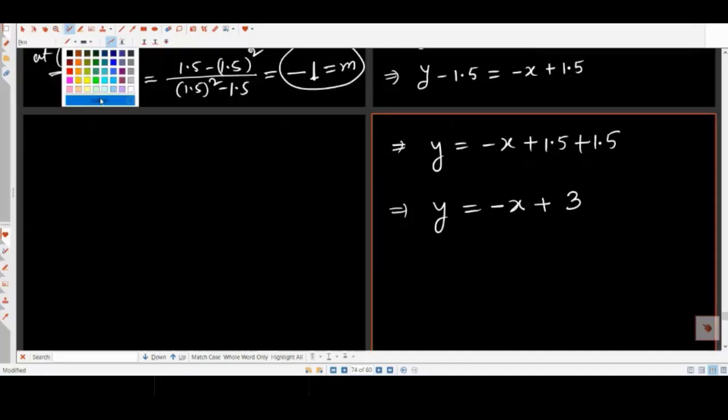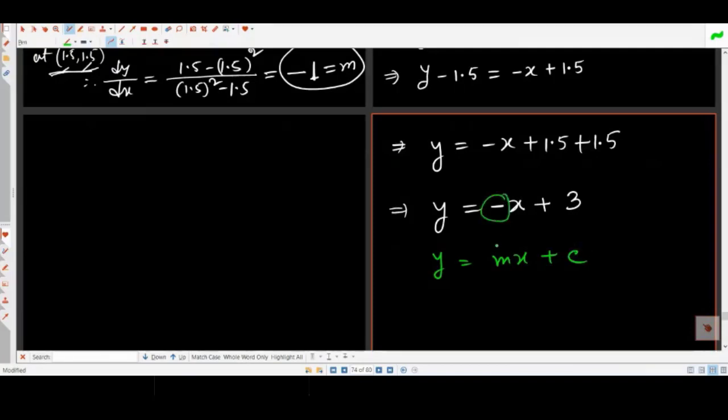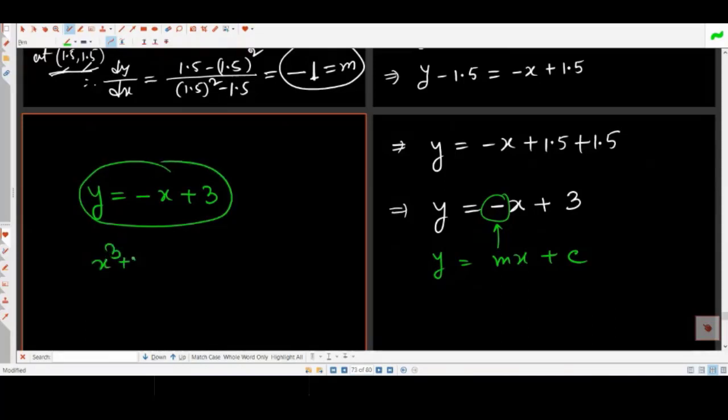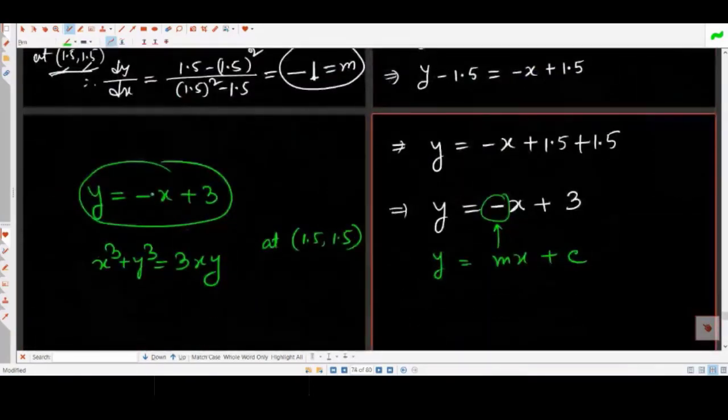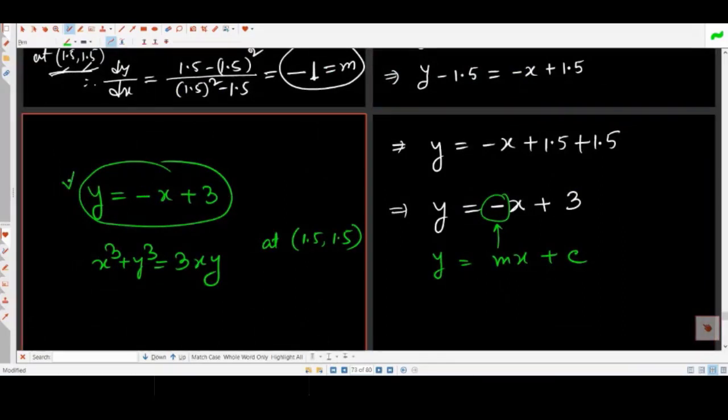So we can easily see that we have the straight line y equals mx plus c, where m is negative 1. That means the line that we have found is the tangent line y equals negative x plus 3. This is the tangent line to the curve x cubed plus y cubed equals 3xy at the point (1.5, 1.5). So let's see what happens. y equals negative x plus 3. We are going to see the graph of this tangent line. Since this is the tangent line to this implicit function, it must touch the curve at a single point, (1.5, 1.5). So let's see.